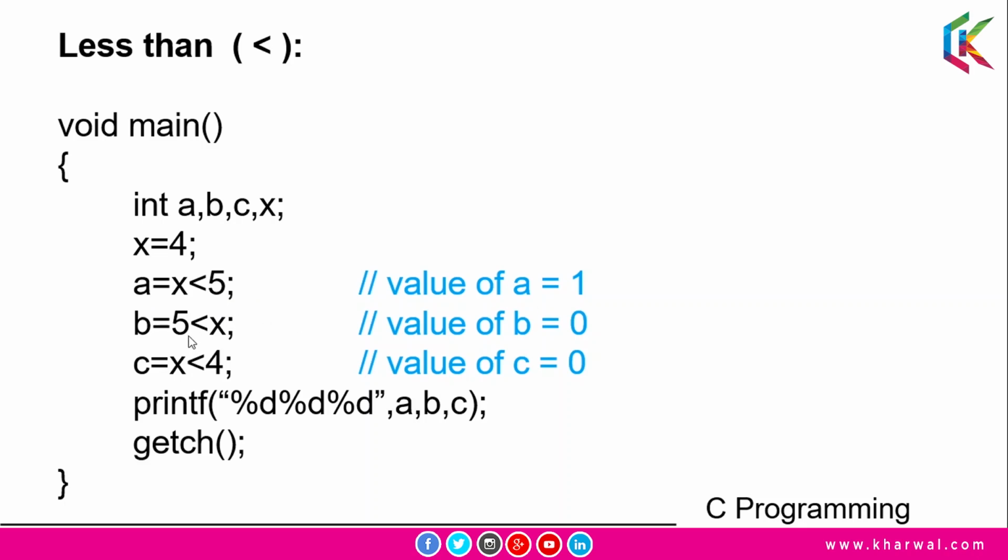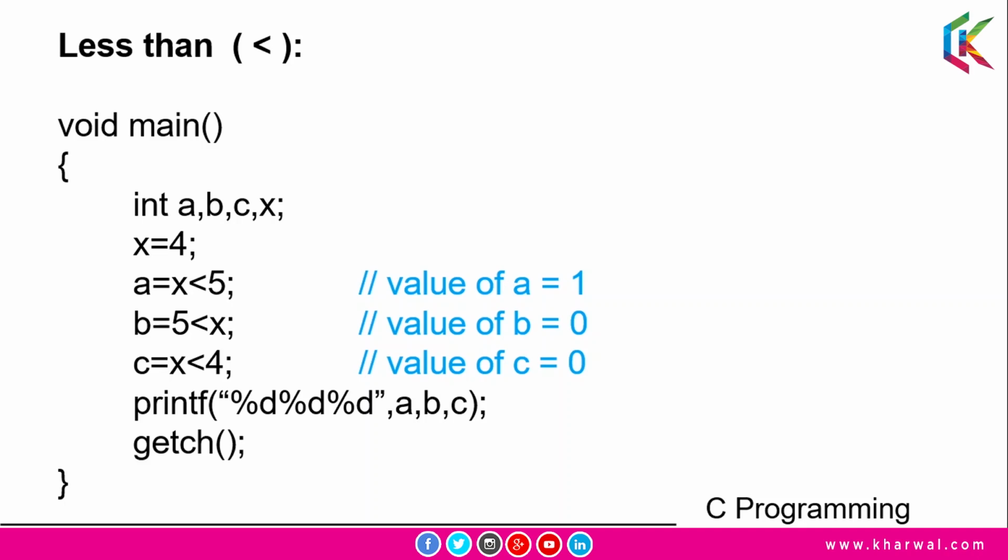And in the next expression 5 less than x, so this expression will be false because the value of x is 4, so it will return 0 that will be stored to b. And in the next expression this expression will be false because 4 less than 4, so it will return 0 that will be stored to c. So the values of a, b and c are 1, 0 and 0.